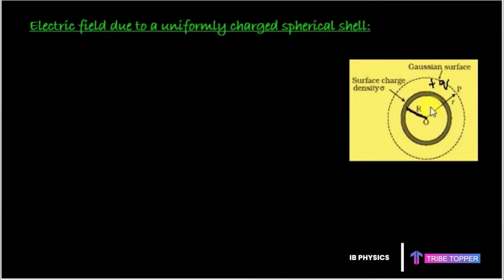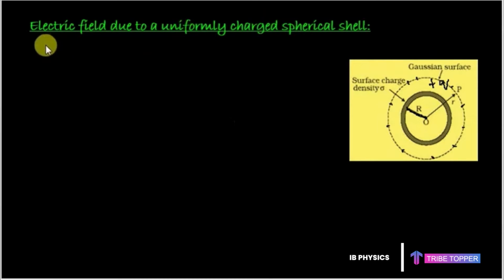And of course, because it's a spherical shell, the Gaussian surface where the electric field due to this charged spherical shell would be constant would be a sphere. So we have the Gaussian surface as this sphere here, where all the points on the surface of the sphere lie at the same distance from the center of the shell, hence E would be constant. So we start applying Gauss's law here.